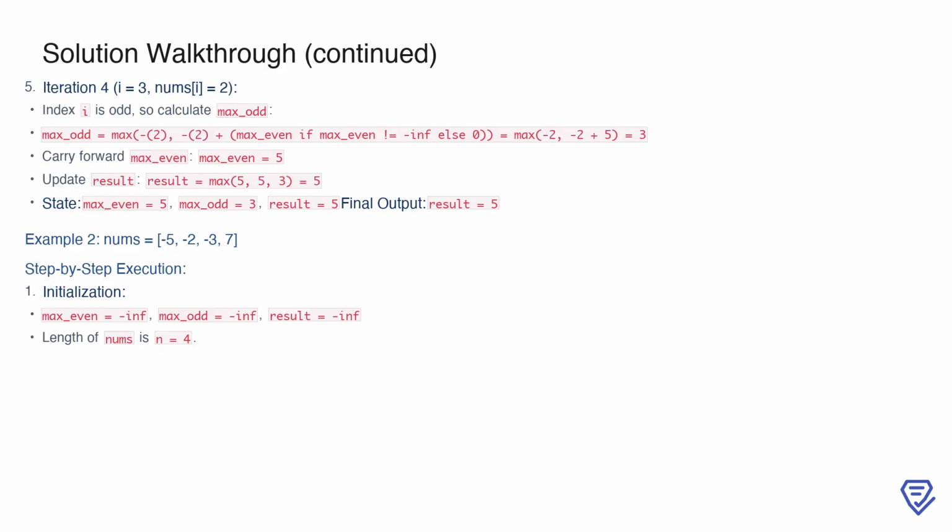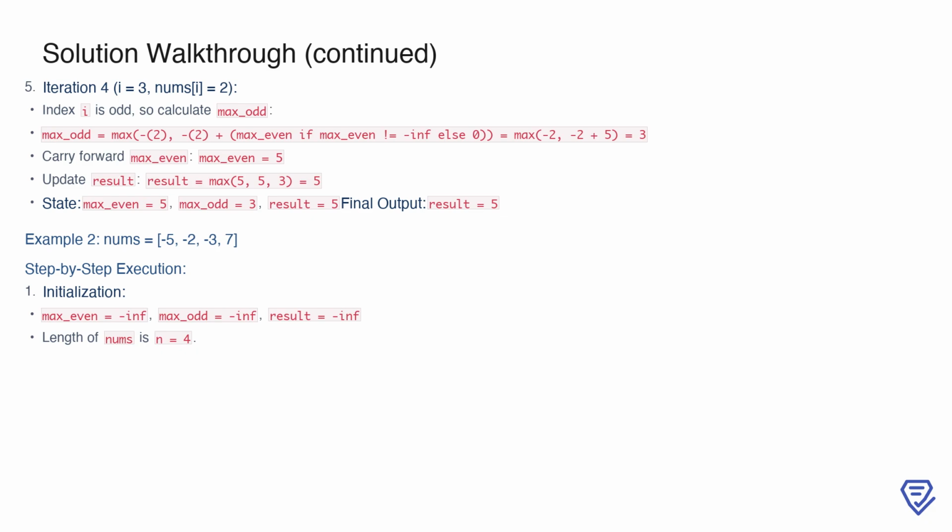With the index being odd, we calculate the new value of max_odd as the maximum of the negative version of this number, which is -2, and -2 plus the previous max_even value, which is 5. This gives us max_odd equals max(-2, -2 plus 5), resulting in 3.